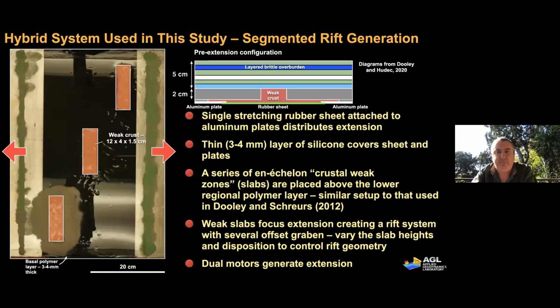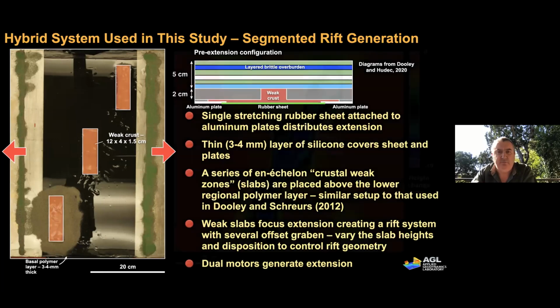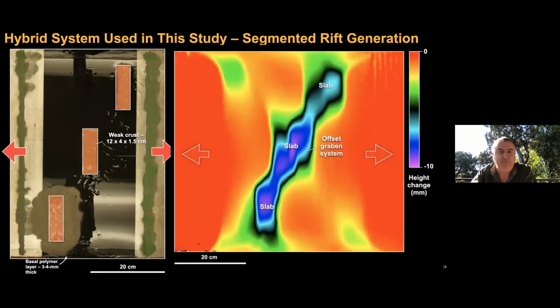So what I've ended up with is a hybrid system with a stretching sheet and a very thin layer of silicone over that. Then I add in what I call weak crustal zones, and they serve to focus almost all of the extension that you see. Here is the same example after pre-salt extension, and we have an offset en echelon system of structures.